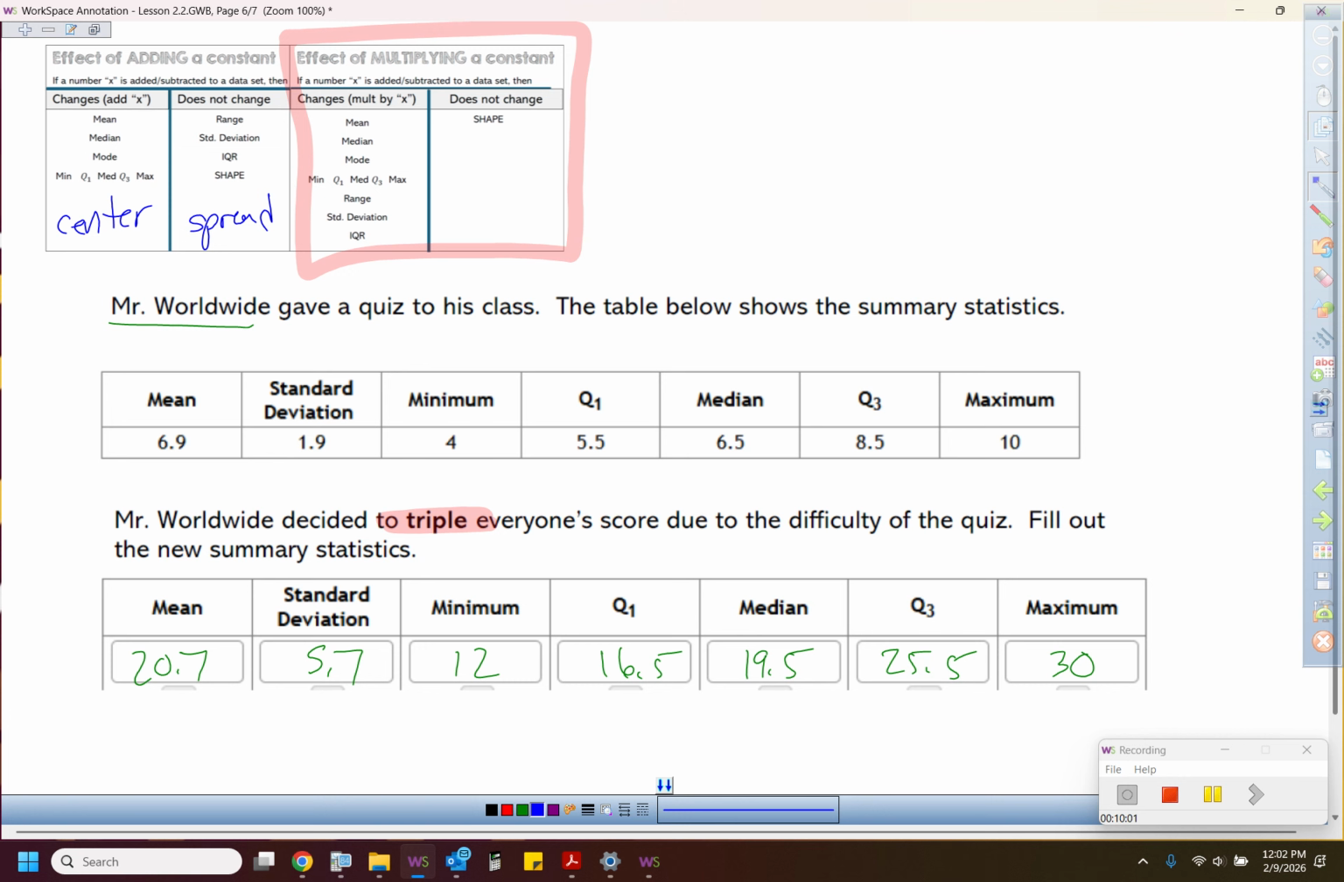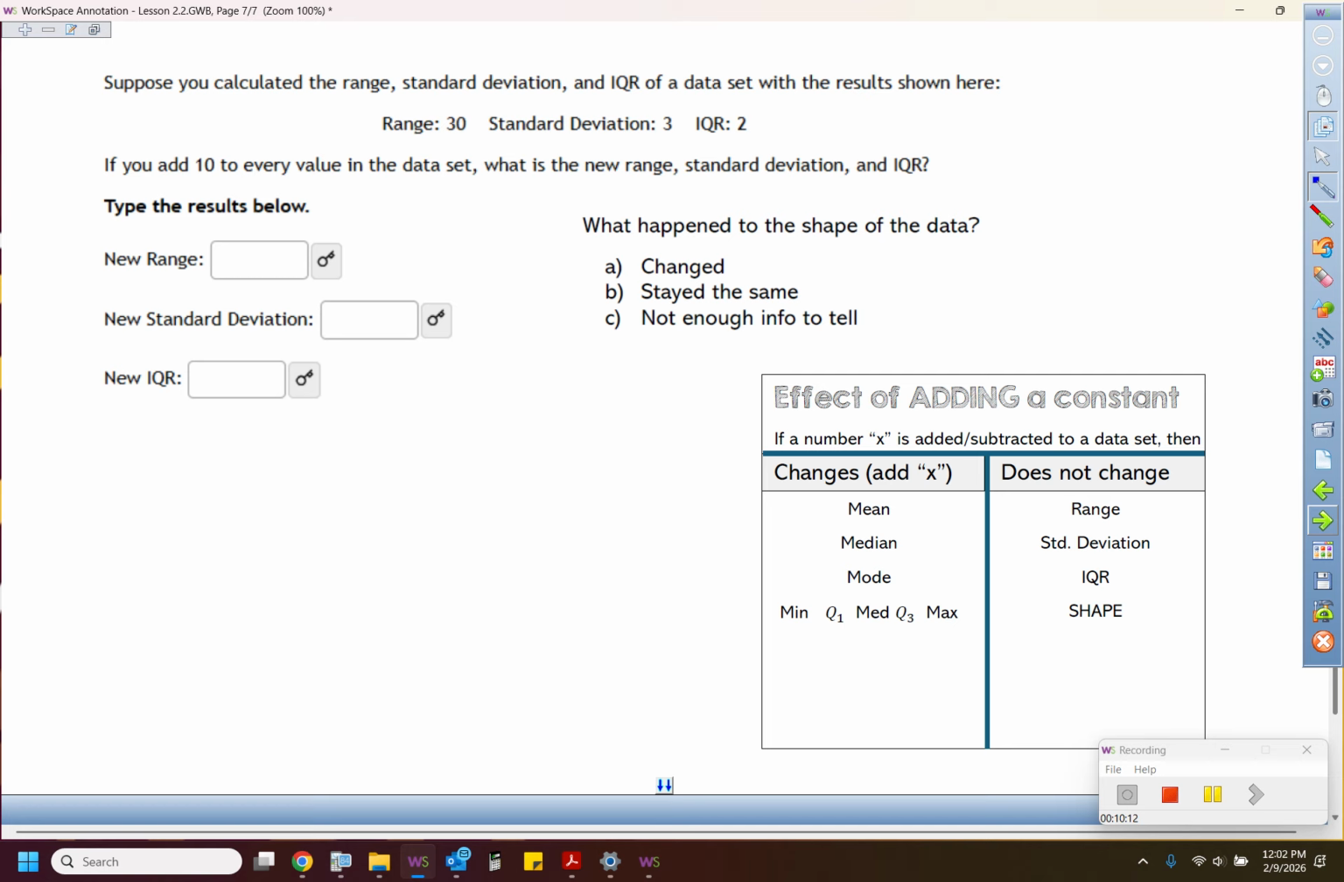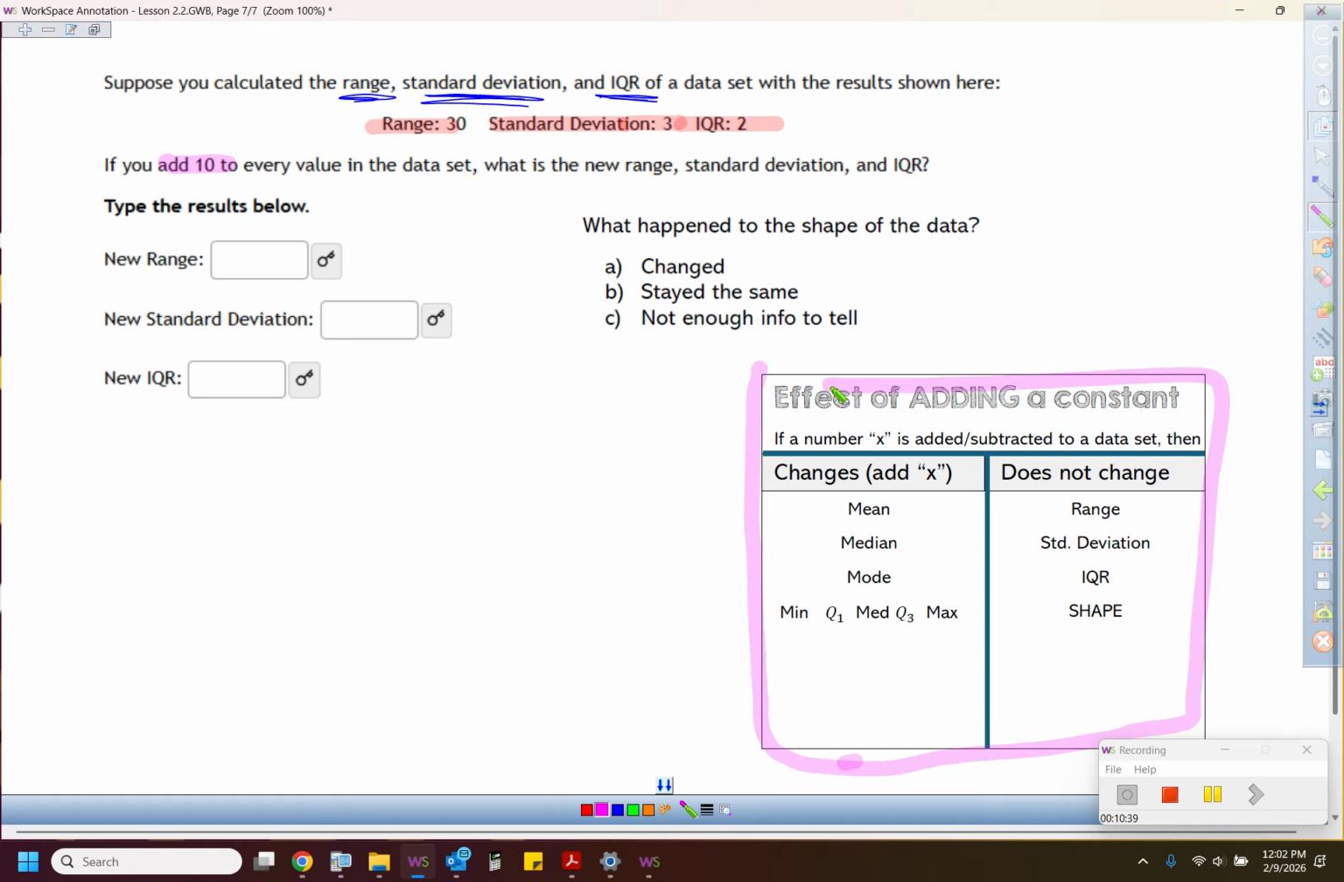I think there's just one more left. Is that right? Yep. So suppose you calculate all this junk, the range, the standard deviation, and interquartile range of a data set, and you got it here. Your main job is to go read and see what they did. Did they add or did they multiply, right? You got to go see what they did. And can you tell right here, they say they add 10 to every value in the data set, right? So on your charts, you'd be using the add section and realize if these things need to change or if they stay the same. So we're talking about range, standard deviation, and interquartile range.